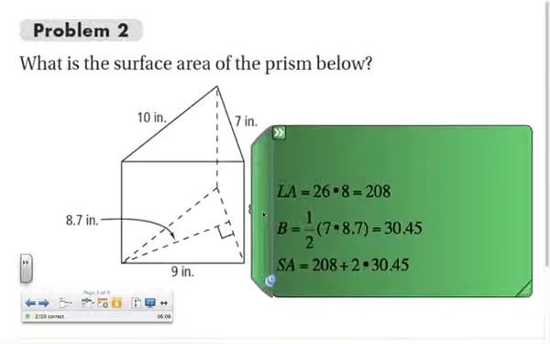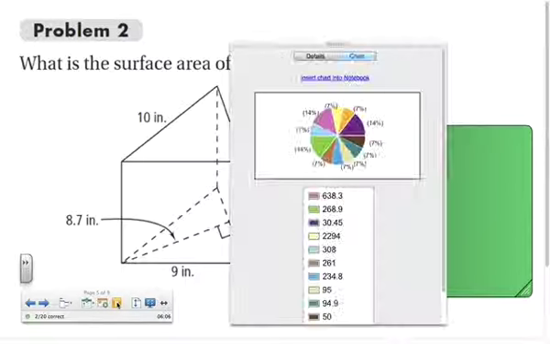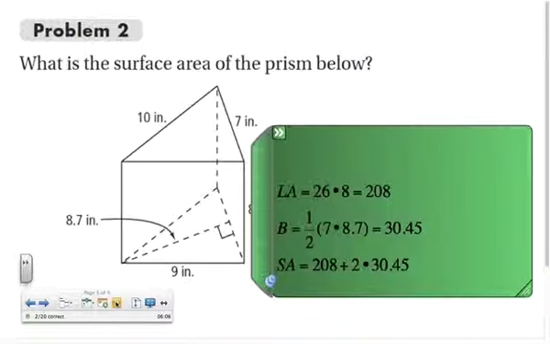The height is 8.7. You need to remember that when you're finding the area of a triangle, base and height have to be perpendicular. So you can't just haphazardly pick any side of that triangle to use as the base. You have to use the side of the triangle that's perpendicular to the height of the triangle that's marked. And then you're doubling that and adding it to the lateral area of 208 in order to get, what was the answer I had on the screen before? 268.9 was the correct answer. I added 26. Careful.